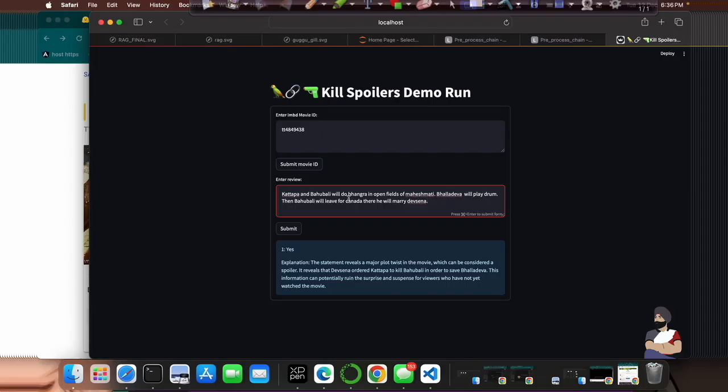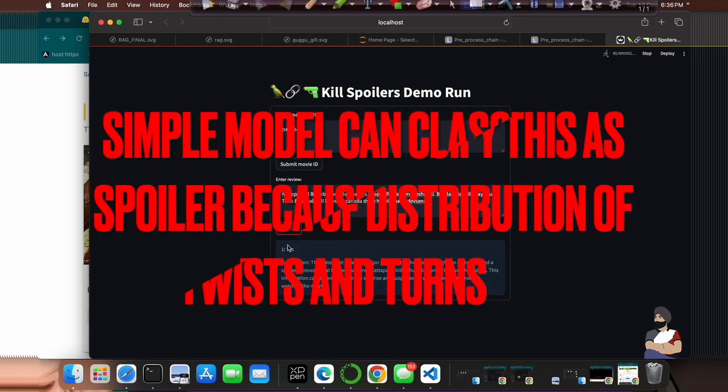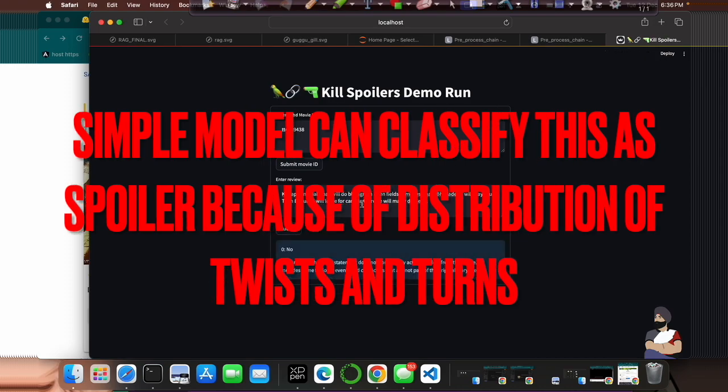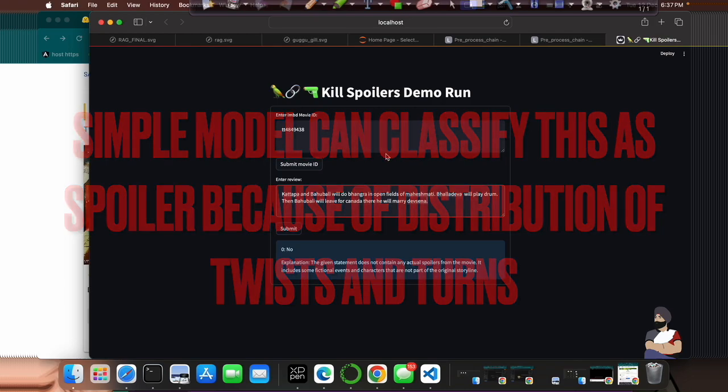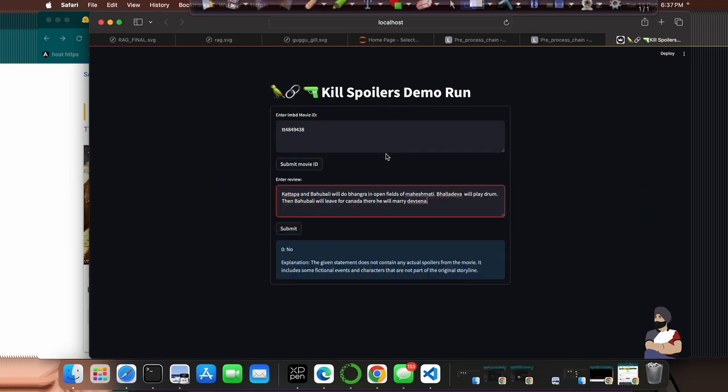And Bahubali will do a bhangra in the open fields of Mahishmati, and Bhallaladeva will play a drum. Then Bahubali will leave for Canada, and there he will marry Devasena. Let's check whether this is a spoiler or not. You can see this fake review doesn't correlate with the text which has been retrieved, right? It doesn't correlate with the synopsis and summary of Bahubali. So this is not a spoiler.